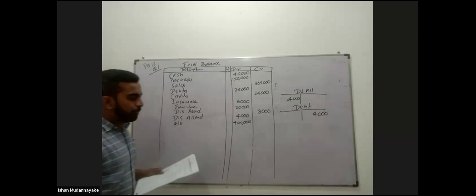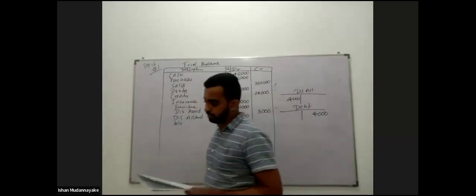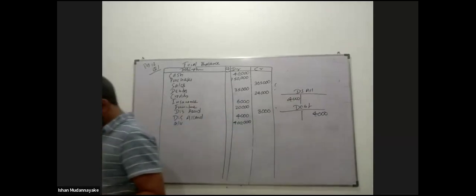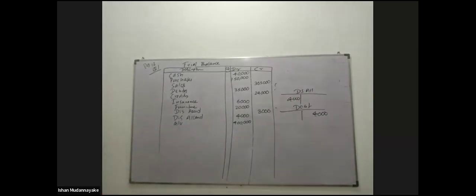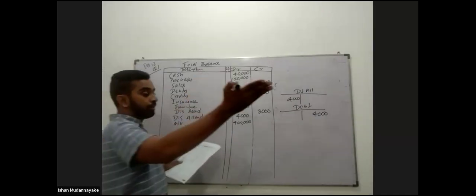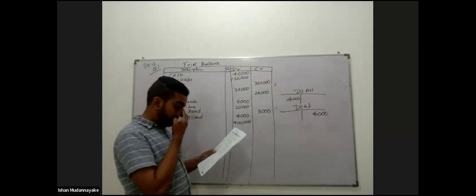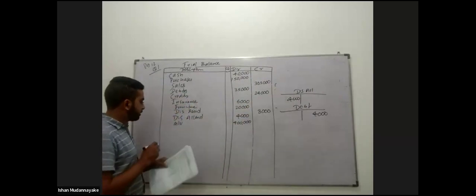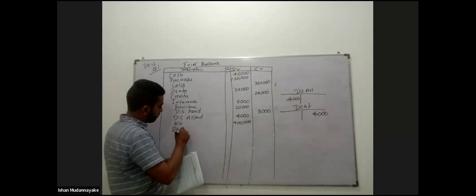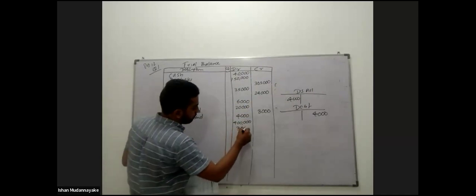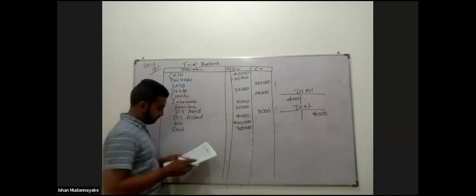And then rent payment. Rent payment, debit side or credit side? Debit side. Cash book credit, rent payment account debit. Rent debit side 30,000. Right.